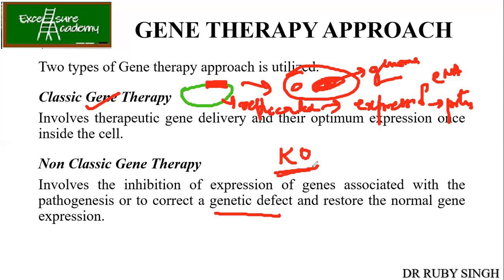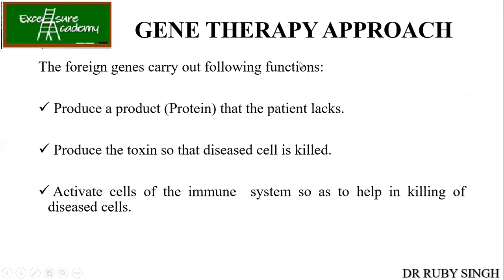What is it? Knockout. Very good. So you do the knockout of the genes. Okay, so that also will be done with the help of the vectors. Okay, so the foreign genes may carry out the following function.